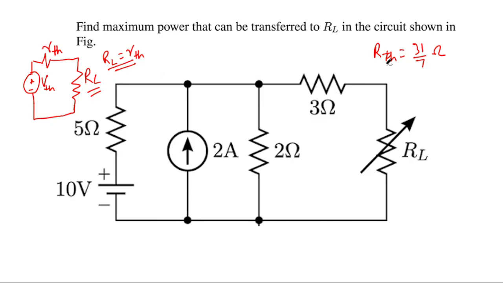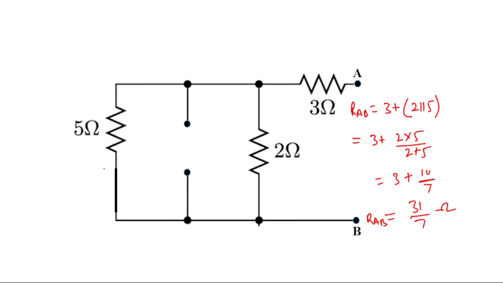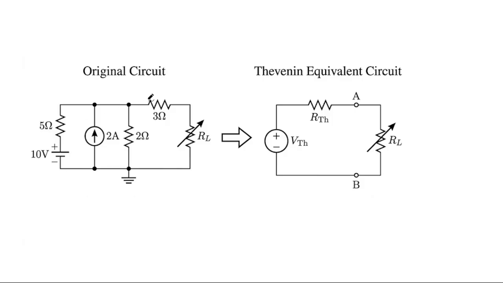We have found RTH as 31 by 7, and now we have found the value of VTH equal to 40 by 7 volt. This was the original circuit, and now this is the Thevenin equivalent circuit. For this Thevenin equivalent circuit, the VTH value is 40 by 7 volt and the value of RTH is 31 by 7 ohm.